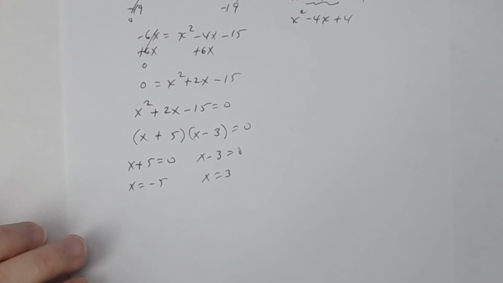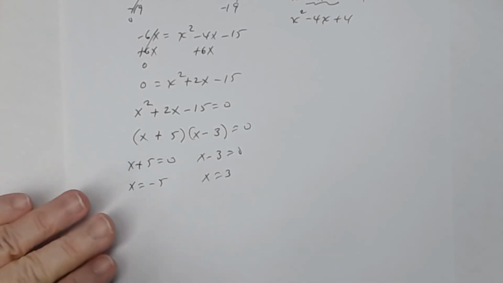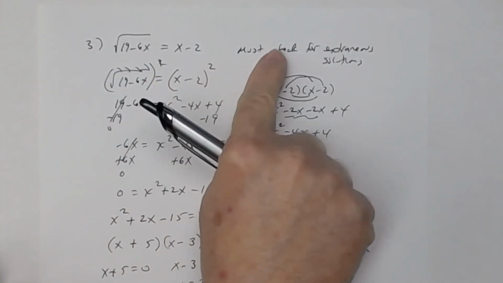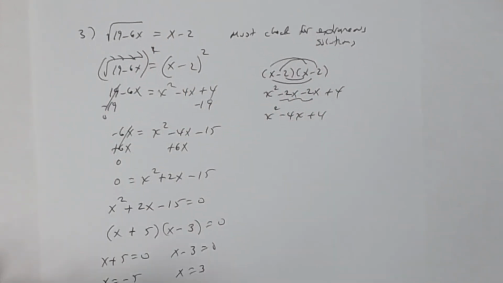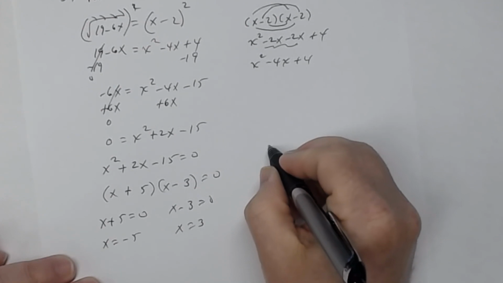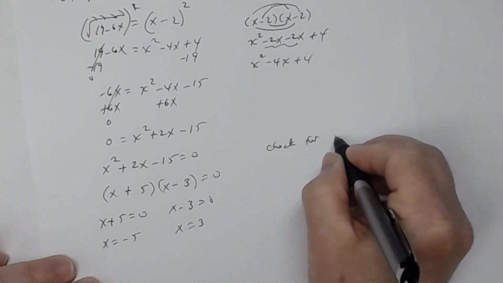And then remember, when you raise both sides to an even power, you have to check for extraneous solutions. And you have that variable expression here. And so we have to check for extraneous solutions. So let's go ahead and check for extraneous solutions.